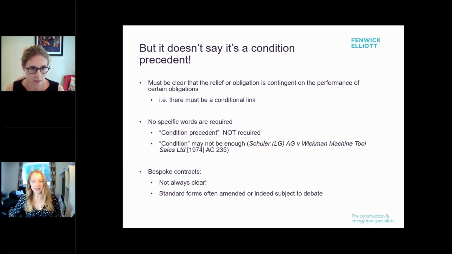Thank you, Claire. So conditions precedent can either be a gateway or the barrier to important contractual relief for a party. But how do you know if your relief is subject to one? So generally, what you need to be looking for is a conditional link between the subject and the performance of certain obligations. So is the subject contingent on this performance? So long as that link is clear, it does not really matter what wording is used to create it.